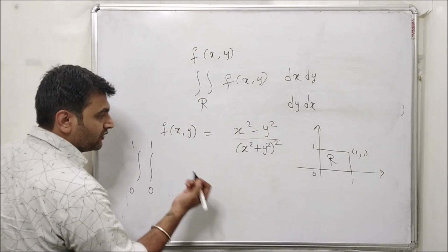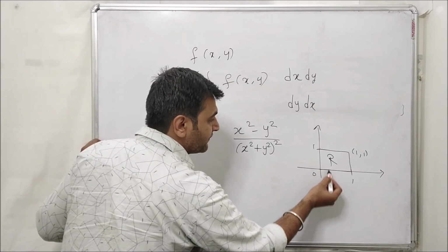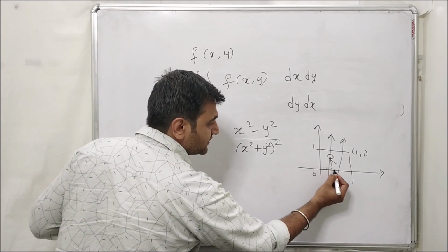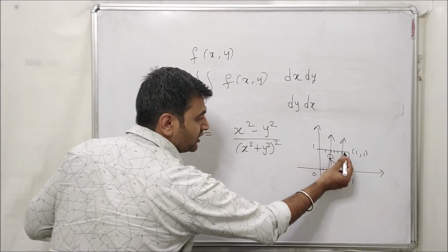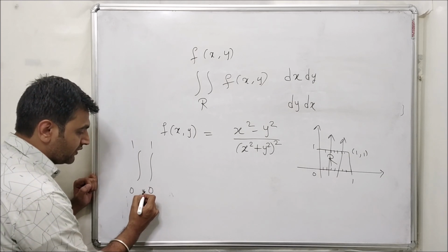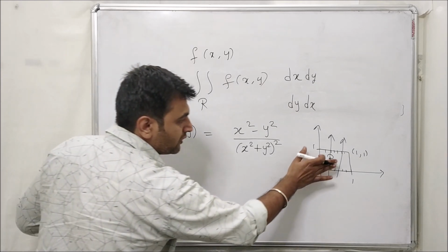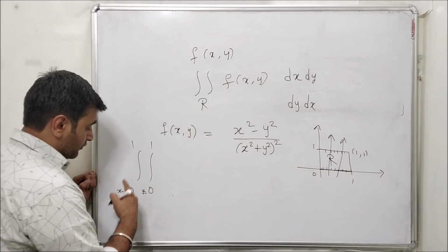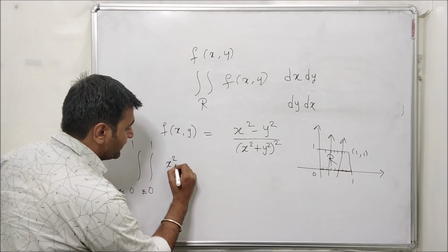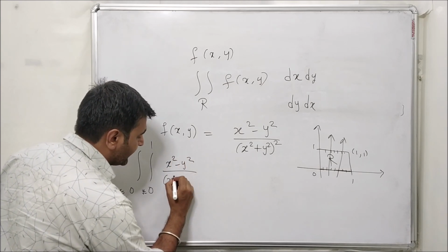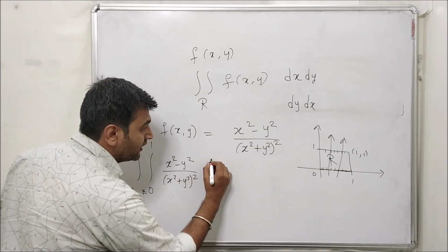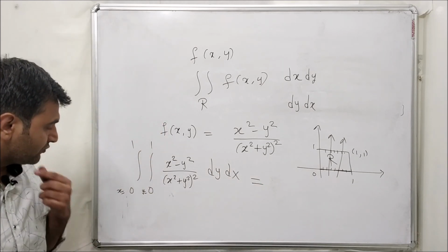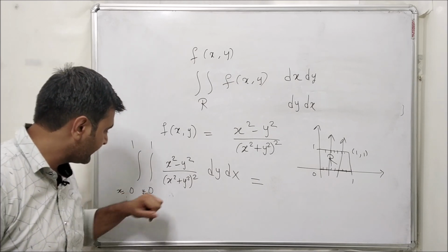So x is 0 to 1, y is 0 to 1, because how do you find the limits of x? You draw the line parallel to the y-axis. So it is entering from 0 and it is leaving from 1. So the limits of y are 0 to 1, and the limits of x are again 0 to 1, because when you project on the x-axis you get the segment 0 to 1. Now this I have, and this is x square minus y square upon x square plus y square whole square, and let's choose the order dy dx. Okay, let's try to solve this. How to solve this? Seems to be difficult.